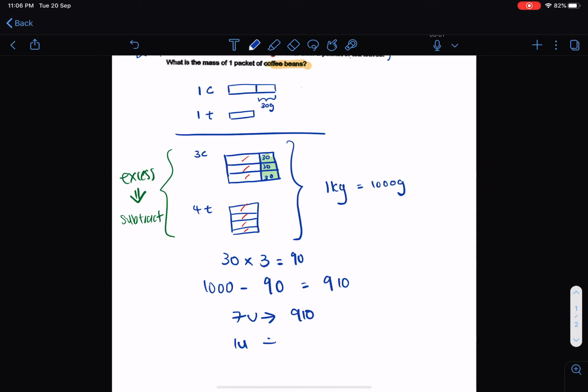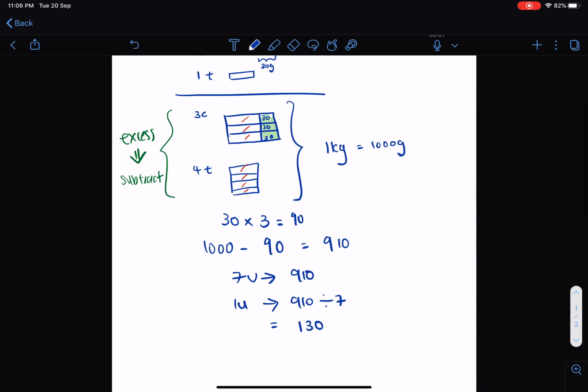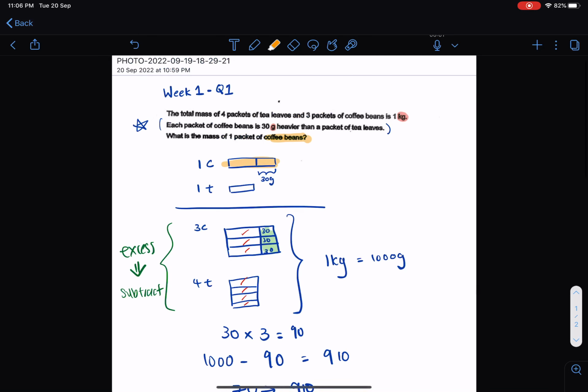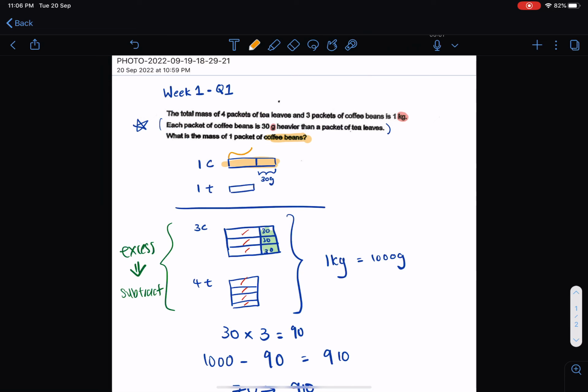Always go and find out what is 1 unit. 910 divided by 7, I will get 130. After which, this is not the end. I have to answer the question. Remember what the question is asking? They want us to find the mass of one packet of coffee bean. So this is what they want to find, in orange. Let me just put a question mark here so that I can remind myself, alright?